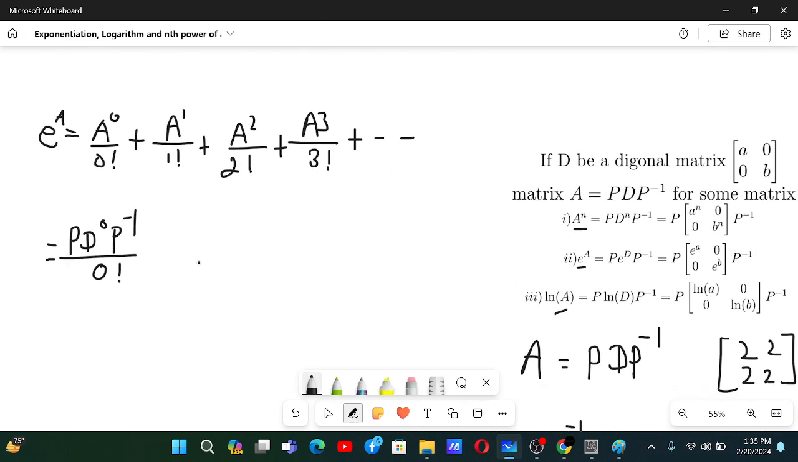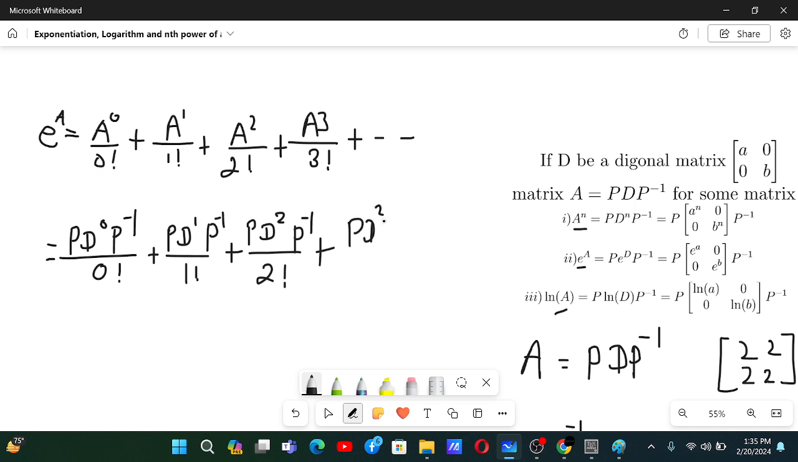And then we have P D to the power 1 P inverse by 1 factorial. And again P D square P inverse by 2 factorial. You can use the constant to multiply any of the matrices, it doesn't matter. And then P D cube P inverse by 3 factorial. Now you can take P common, because matrices also have the distributive property, you can take P common.